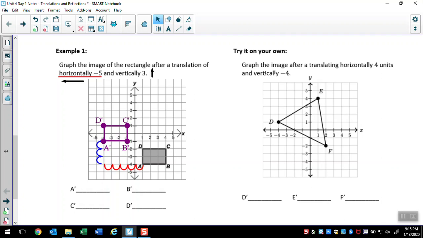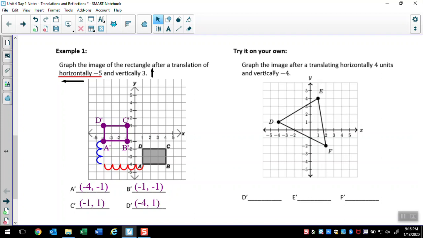All right, now what's the ordered pair for A? Well, A is now sitting at -4, -1. B is now sitting at -1, -1. C is now sitting at -1, +1, and D is sitting at -4, +1.